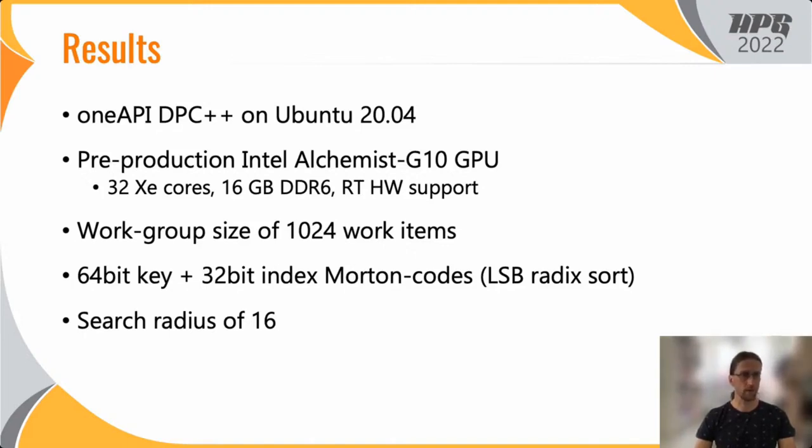In terms of workgroup size, we use the maximum, which is 1024. And with respect to Morton codes, we used really big ones, right, with a 64-bit key and 32-bit index because of quality reasons. For sorting, we used an optimized LSB radix sort implementation. And as the default setting, we use a search radius of 16.